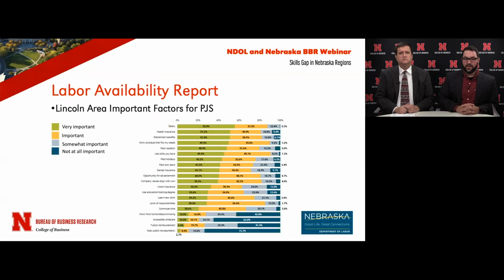We also ask respondents about important factors to them when choosing or considering a new job. Often salary and insurance benefits are among the top most important factors to potential job seekers. But there are also other factors like work schedule that fits my needs, use skills you have. They're also near the top of the important factors graph. And also, if you look towards the bottom, there are a portion of potential job seekers who do find accessible childcare or tuition reimbursement to be very important or important.